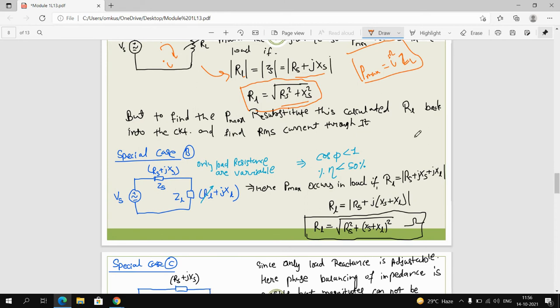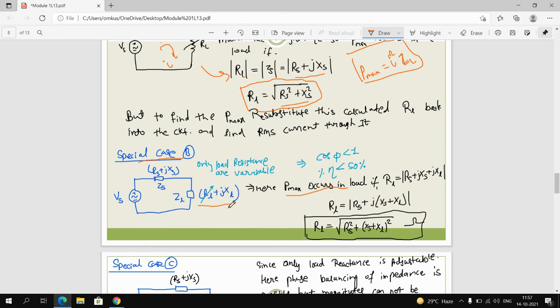Okay, I hope this is clear. Now the special case B, in which the complex impedance is given to you. But in that, only the load resistance element is variable, and the inductive value is fixed. So when one is variable and the other is fixed, the same concept applies. Pmax occurs in the load if RL, this resistance, you can change according to your convenience, right?